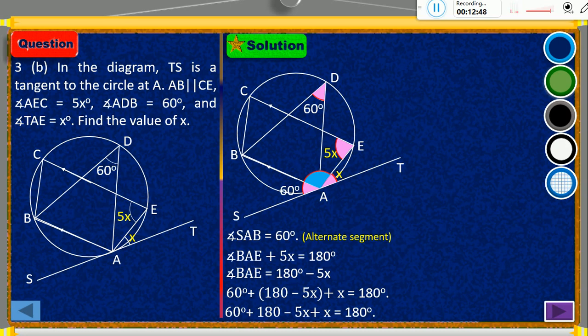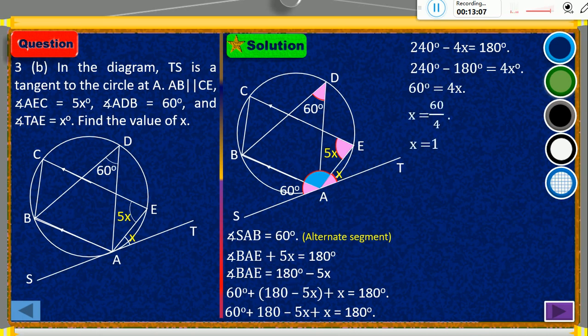Simplifying by removing brackets, we have this. Simplifying again, we have 240 minus 4x is equal to 180. Collect like terms. 240 minus 180 is equal to 4x. 4x is equal to 60 degrees. Therefore, x is equal to 60 over 4. x is equal to 15 degrees.